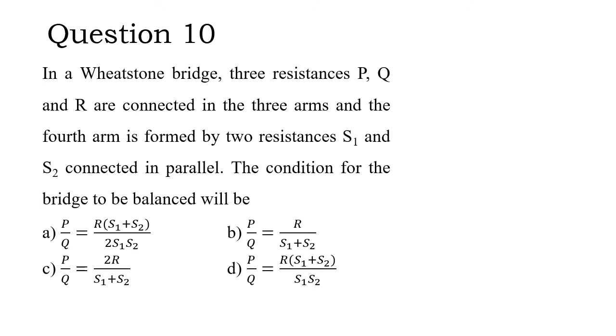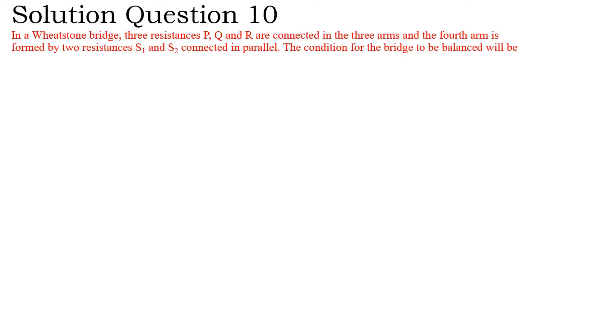Question number 10, it reads as: in a Wheatstone bridge, three resistances P, Q and R are connected in three arms, and the fourth arm is formed by two resistances S1 and S2 connected in parallel. The condition for bridge to be balanced will be. Okay, so let's proceed to the solution to this particular question.